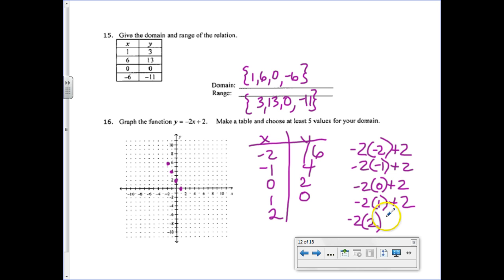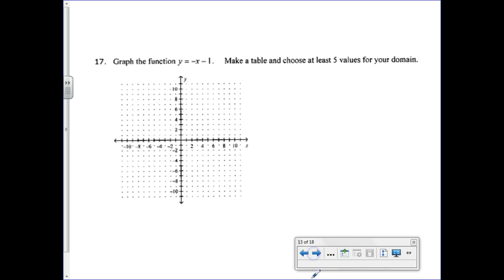-2 times my x value of 2 plus 2. That's -4 plus 2, -2. At 2, I'm at -2. There you go. You get to choose. Technically, when you choose and you've got enough points here, you can connect the dots and extend your line. This will be a straight linear pattern, a linear function.